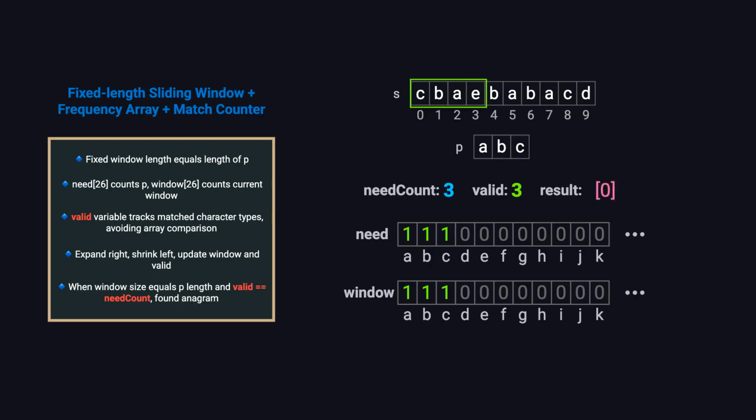The right pointer moves forward and reads E. Since E is not in need, valid stays the same. The window length now exceeds 3, so we shrink from the left. Before removing C, its frequency was matching, so valid decreases to 2, then we decrease the window count of C. Since valid is no longer 3, this window is not a match. The window continues sliding.